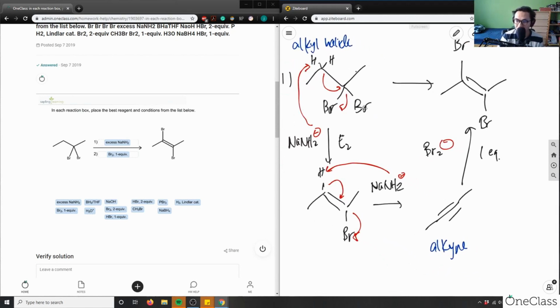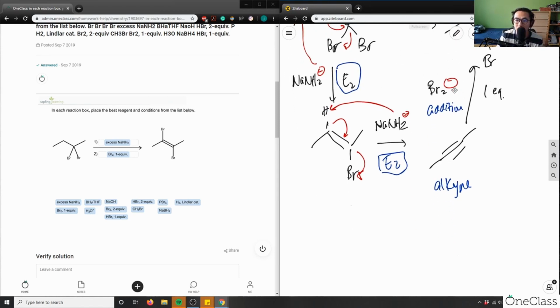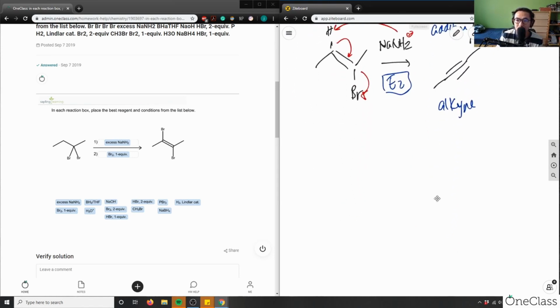Simple double elimination. So E2, so this here is, maybe I'll highlight this in blue, E2 elimination, this here is another E2 elimination, and this is simply an addition reaction, right? Br2 just adds to this triple bond, right? So simply addition here. So very, very easy in terms of what we're doing here. So that's number 1, so that's good.